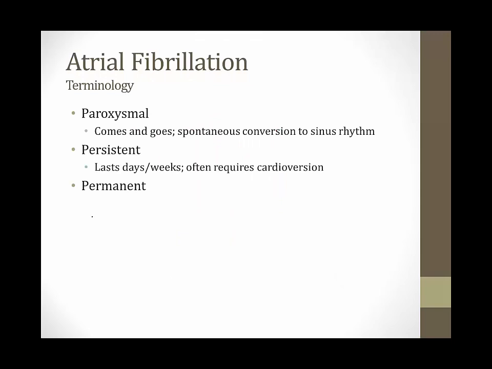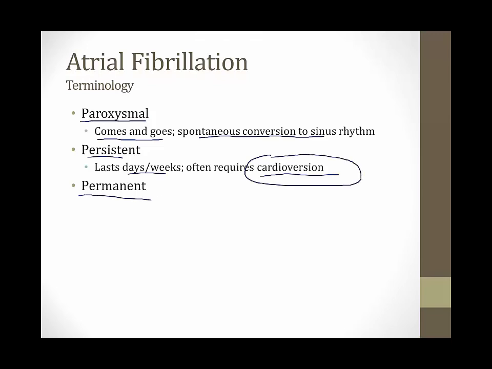There is some terminology we use to describe atrial fibrillation that you should be familiar with. Paroxysmal atrial fibrillation is atrial fibrillation that comes and goes, usually over hours or days, usually with spontaneous conversion to sinus rhythm. Persistent atrial fibrillation is atrial fibrillation that lasts longer, usually days or weeks, and it often requires a procedure called a cardioversion to restore sinus rhythm. We'll talk more about a cardioversion later in this video. And then finally, permanent AFib, as the name implies, is atrial fibrillation that is permanent and does not revert to sinus rhythm.